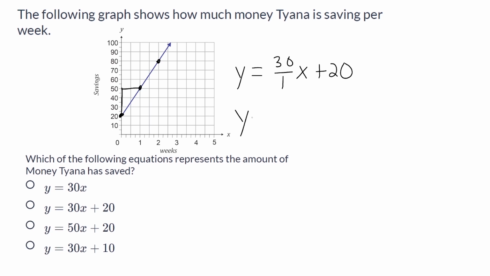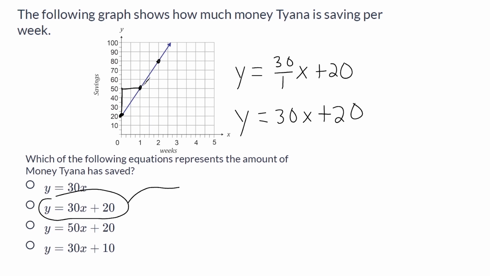And what we should do is go ahead and just simplify this slope. 30 over 1 is really just 30, so y = 30x + 20. So the correct choice in this case would be this equation. Now, something else we should notice about selecting the right equation is if we were to take any point on this line right here and plug it into our equation, it should form a true statement.